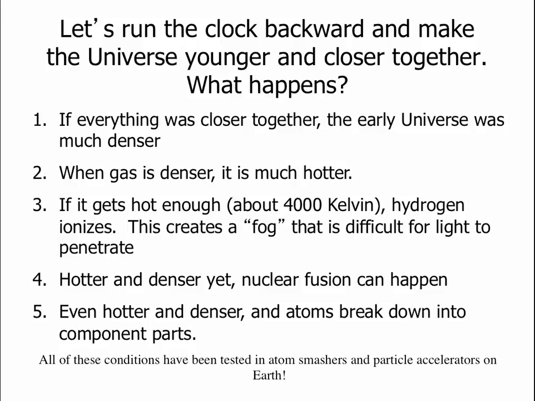Further, we know that if gas gets hot enough, the hydrogen ionizes, that means it loses its electron, and that creates a fog that's difficult for light to penetrate. We can see this in the sun. The sun's hotter than 4,000 degrees and we cannot see through it.